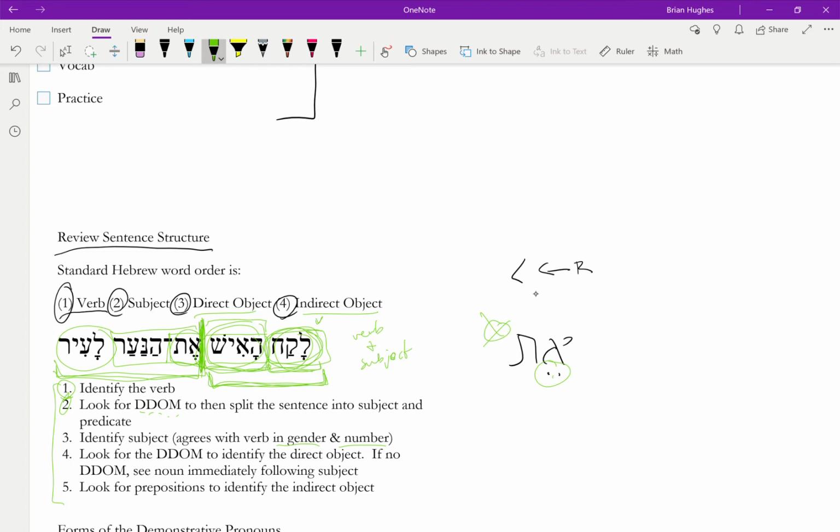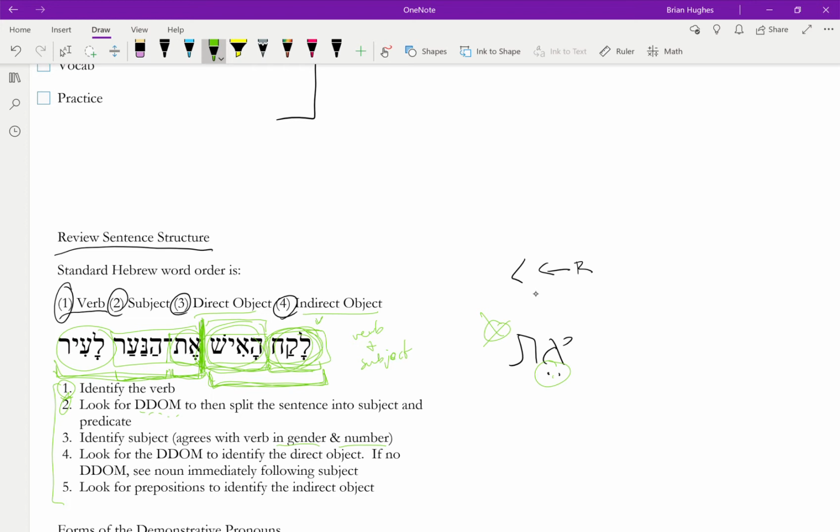Again, go back to that definite direct object marker to then identify the direct object. So if you get et or ate, that's very helpful. If there's no definite direct object marker and we have an indefinite direct object, or those times that the Hebrew sentence just doesn't use the definite direct object marker, which is less frequent, then you want to identify whatever the noun is right after your subject.